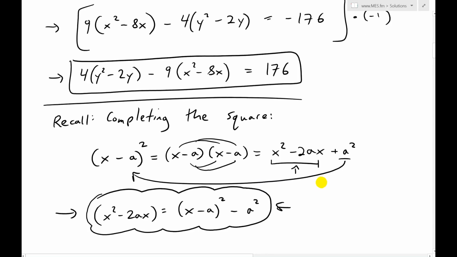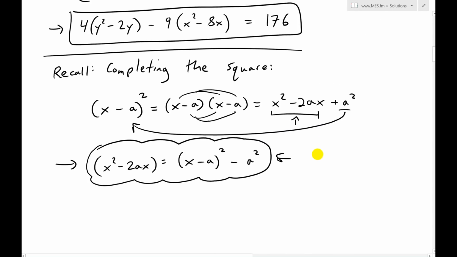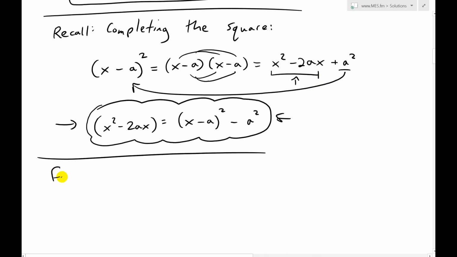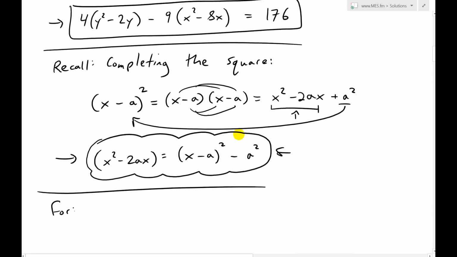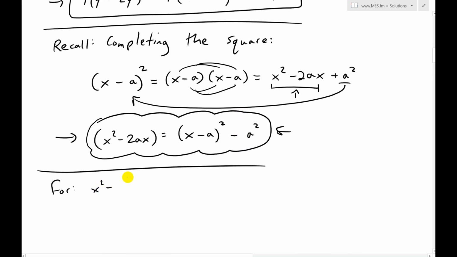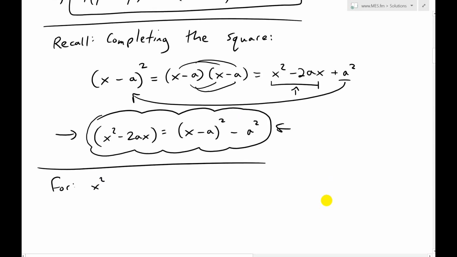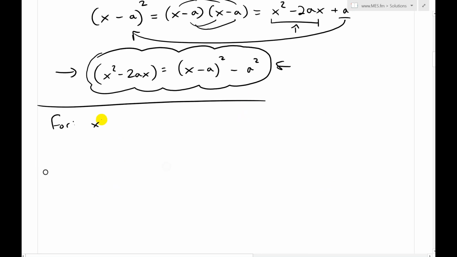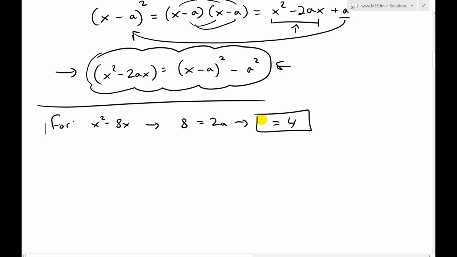So for this one, x squared minus 8x, we have 4. Then we write x squared minus 8x. Let's write this neater. In this case right here, if you want to align it with this, we have 8 equals 2a. So in other words, a is equal to 4, like that. So that's what we have over here. Yeah, so a equals 4.